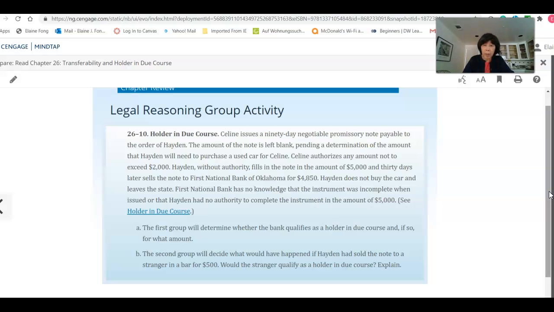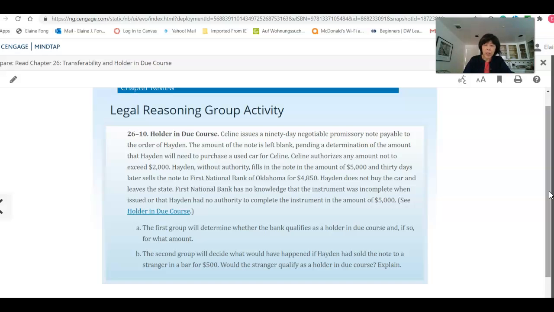All right, so I already mentioned how the bank has acted in good faith. They know nothing about what transpired between Selene and Hayden. Have they paid value? Has the bank paid value? The bank has. They paid $4,850, all right? And have they taken the note without any notice of a problem? The bank has. The bank will qualify as a holder in due course. Let's look at the second problem.